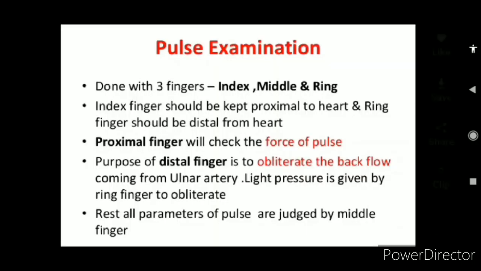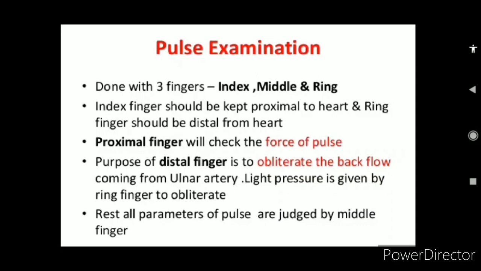The procedure of pulse examination is done with three fingers: index, middle and ring finger. The index finger should be kept proximal to the heart and the ring finger should be distal from the heart. The proximal finger will check the force of the pulse or the pressure in the artery, and the distal or ring finger's purpose is to obliterate the backflow coming from the ulnar artery or the reflections coming from the palmar arch. Light pressure is given by the ring finger to obliterate it, and all the remaining parameters are judged by the middle finger.